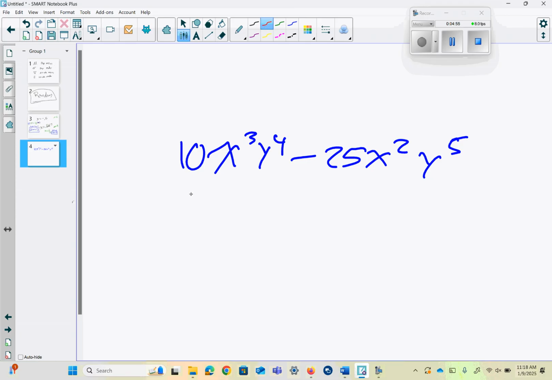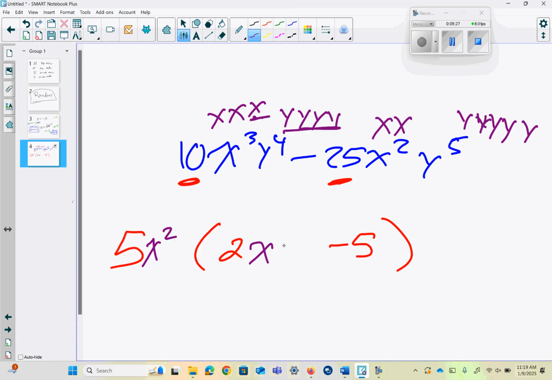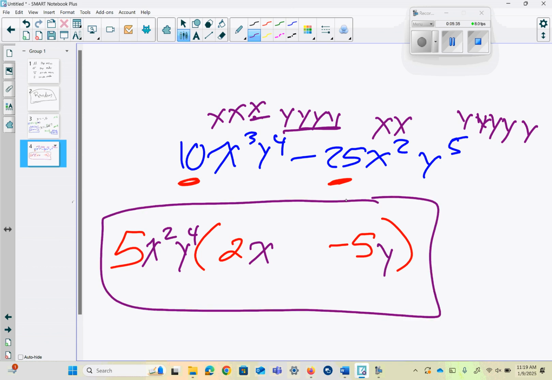So basically you have to realize that 5 goes into 10 and 25, so that you have a 2 and a -5 that still take place. And then x to the third is xxx, x to the second is xx. So I can take a maximum of xx out, which is x squared, which leaves one x behind. And then I have y to the fourth and y to the fifth, so I can factor a maximum of y to the fourth out. So all of them factor out of the first one, and there's one left behind. This is as far as you could go.